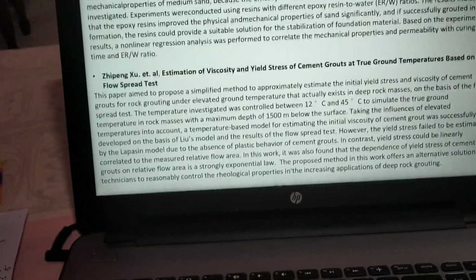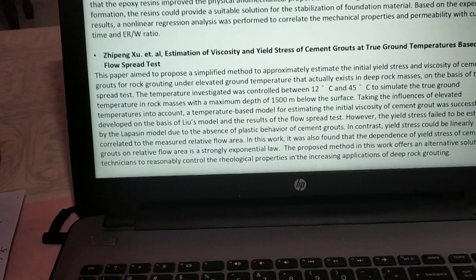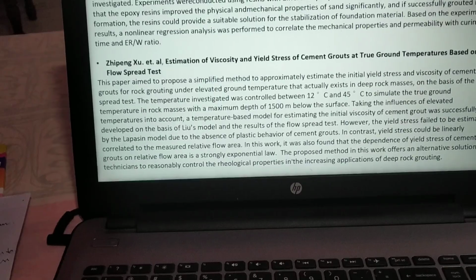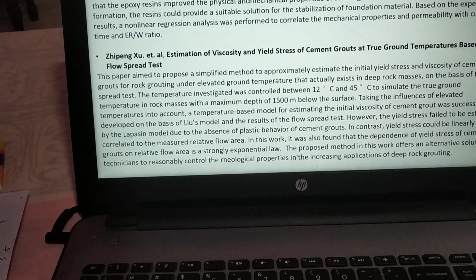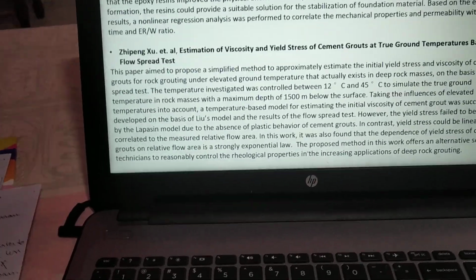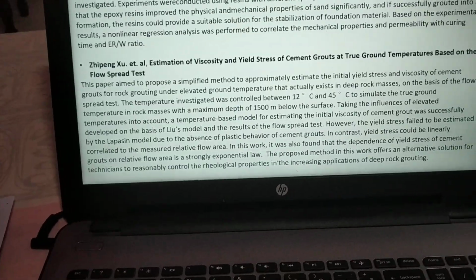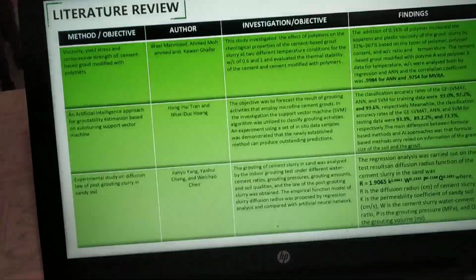Also in this work, they found that the dependence of the yield stress of the cement grouts on the relative flow area was highly exponential in nature, and it offered an alternative solution that could be used by technicians to control the seepage problems of the deep grouting mechanisms.